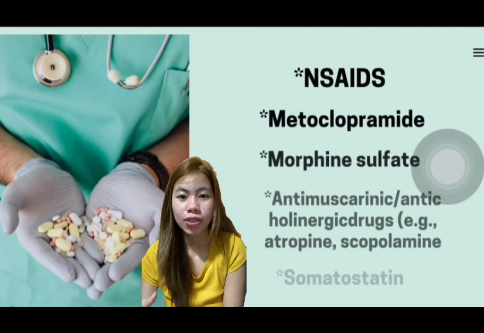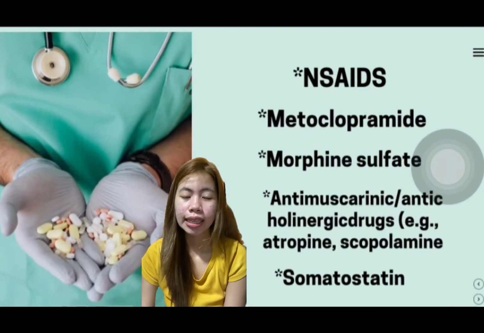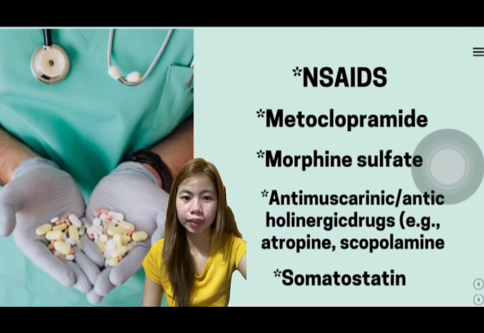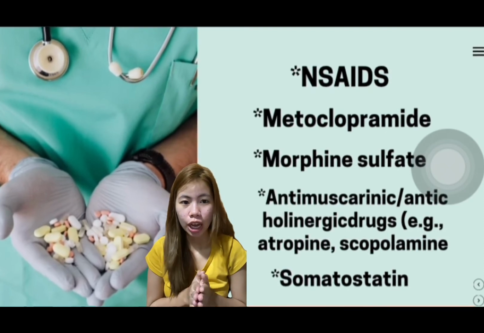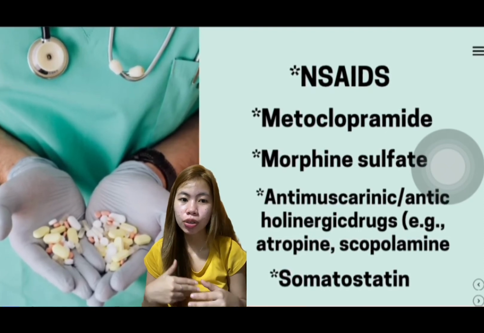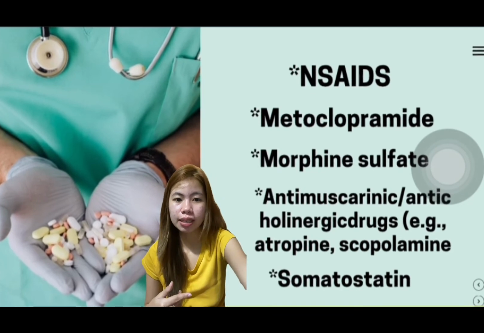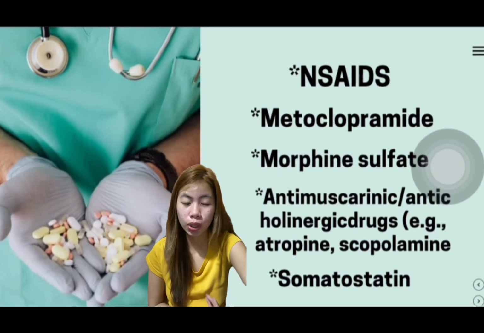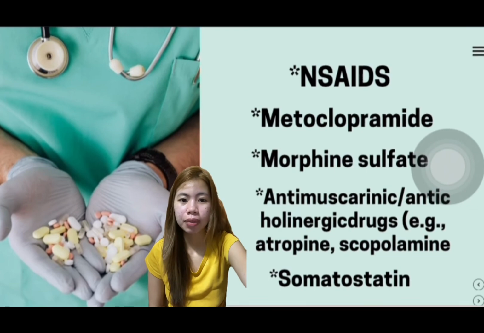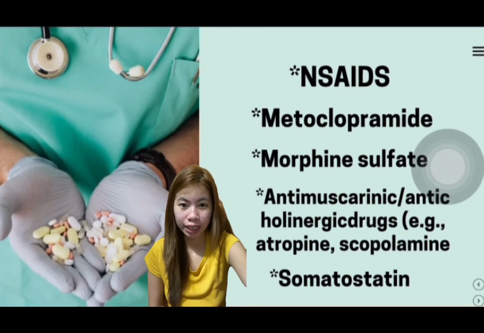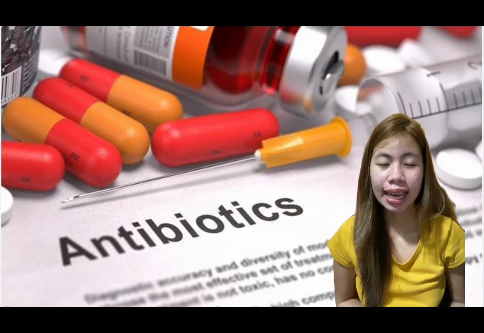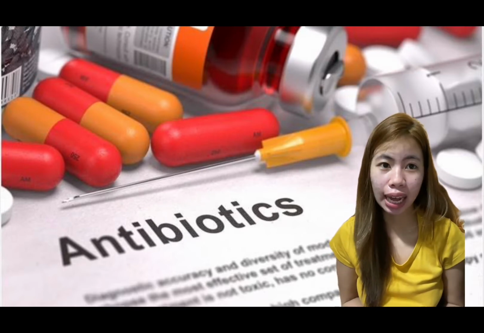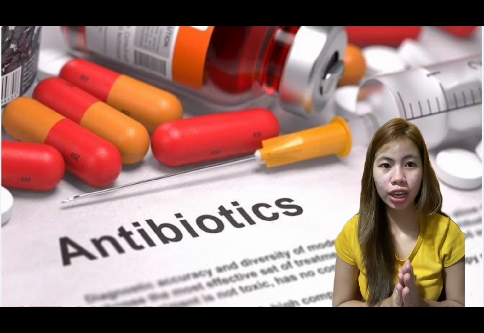And somatostatin. This is a natural peptide hormone used to treat acute bleeding from esophageal varices, gastrointestinal ulcers, and gastritis, prevent pancreatic complications, and IV fluids. And antibiotics, this is to help clear infections.